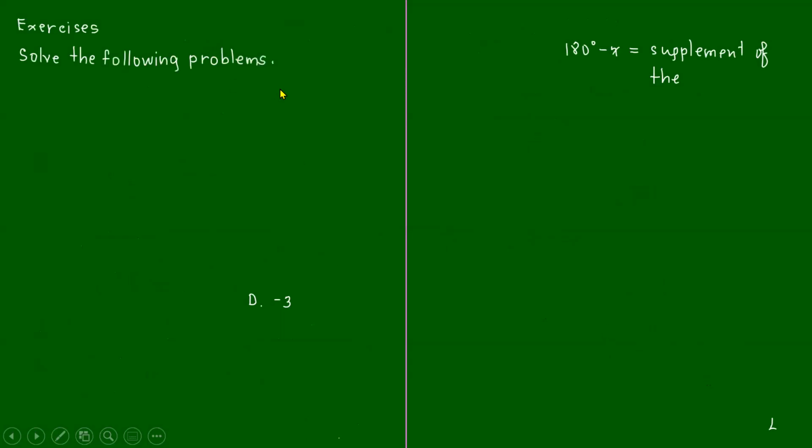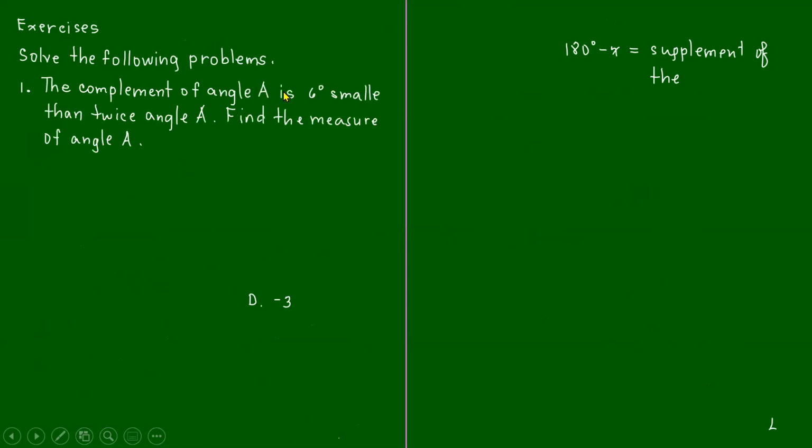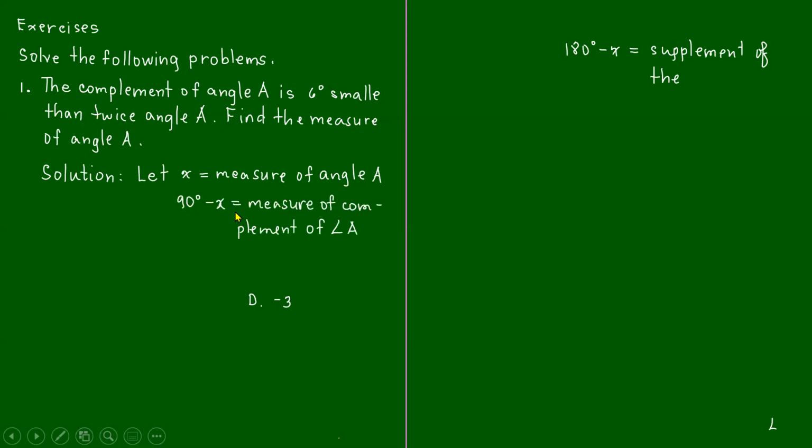So let us have some examples. Solve the following problems. The complement of angle A is 6 degrees smaller than twice angle A. Find the measure of angle A. So angle A is our focus. Let X be the measure of angle A. What is its complement? 90 degrees minus X. Okay? So if X is the angle A, its complement is 90 degrees minus X, or 90 degrees minus A if you use the A.